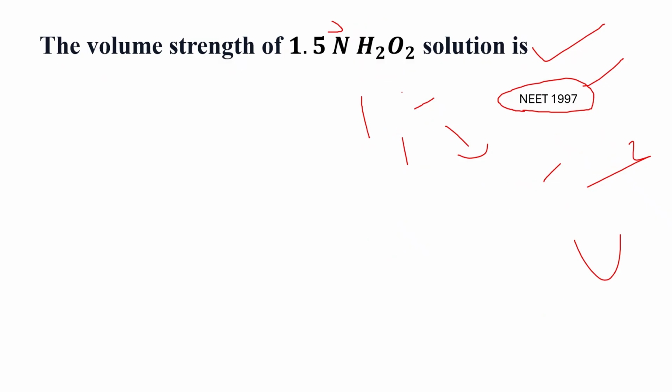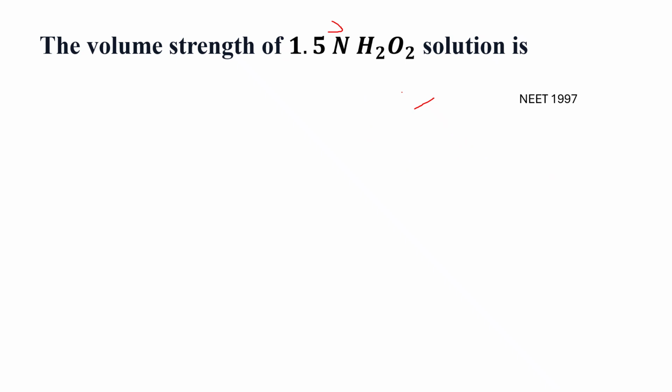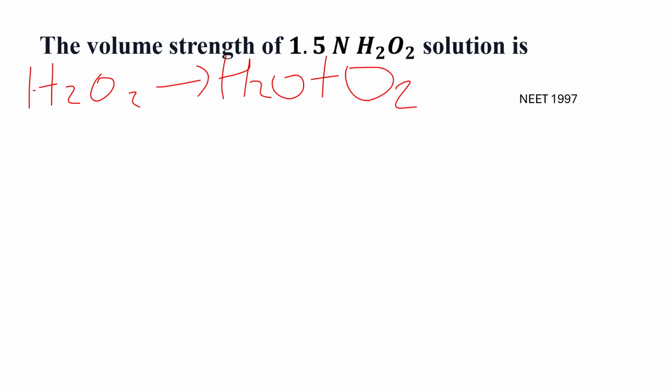Here we have 1.5 normal, which is in normality. So for 1.5 normal H2O2, what is the volume strength? This is very simple. First, I write the chemical equation. H2O2 decomposes into H2O and O2. To balance this equation, I put 2 here. 2 moles of hydrogen peroxide produce 2 moles of water and 1 mole of O2.